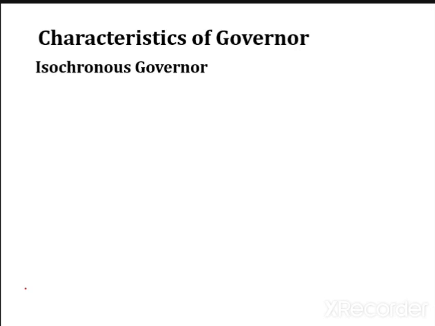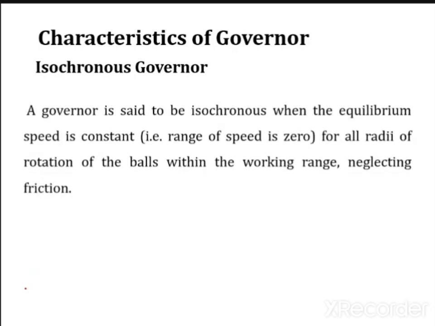Now the fourth one is the isochronous governor. What is an isochronous governor? Basically, you can call the governor isochronous when the equilibrium speed is constant. It means the range of speed is zero.